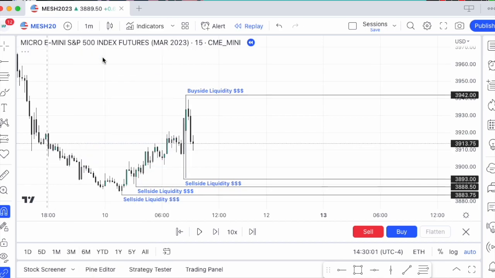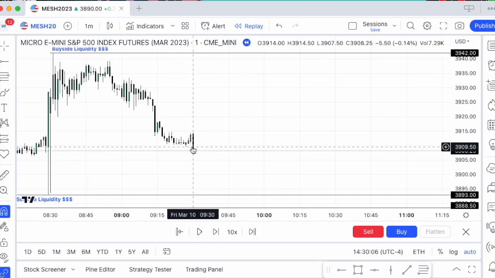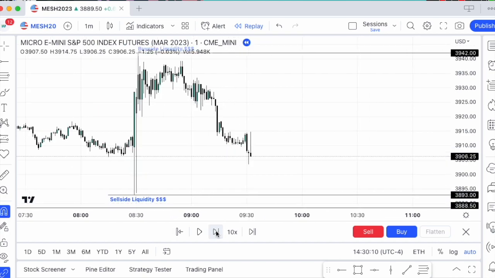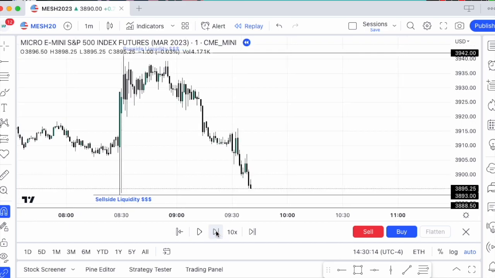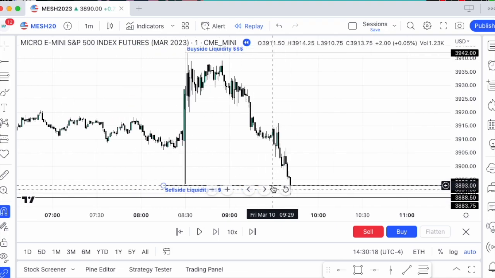So we switch on over to the 1 minute chart. I wait until market open before I look at anything, right, just to see what happens. And we see immediately upon market open, we start dropping, which is the opposite of what I expected. And boom, we start taking out sell side liquidity.